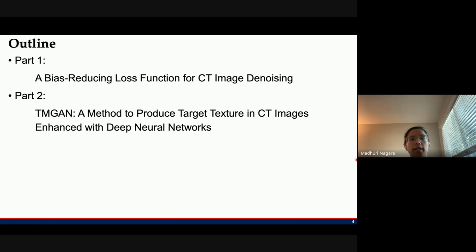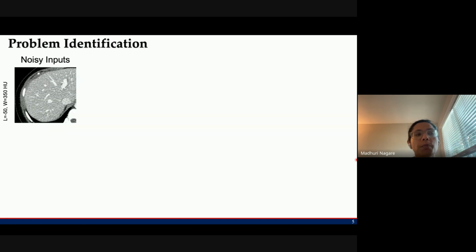We focused on how we can get the best quality images from deep learning. The core part of this presentation is texture matching GAN, but the building block of texture matching GAN is the Bayes-Racine loss function, which I'll present in the first part. So let's start with what the key problem is in current deep neural networks.